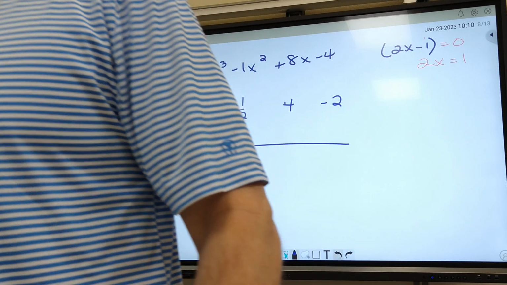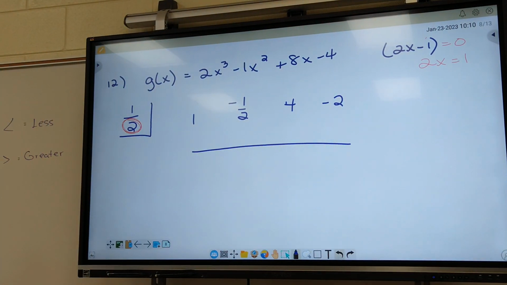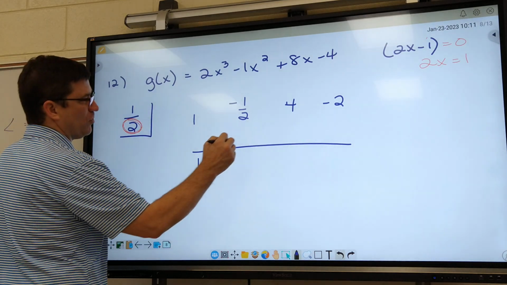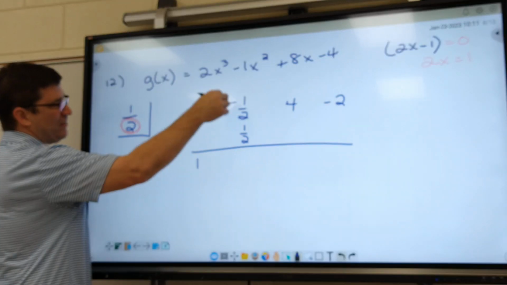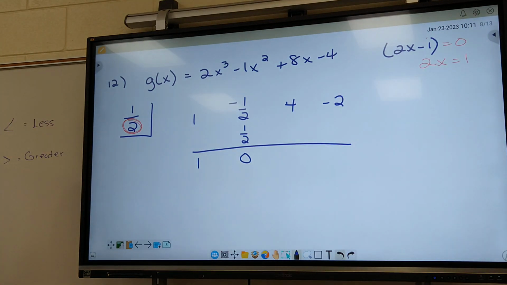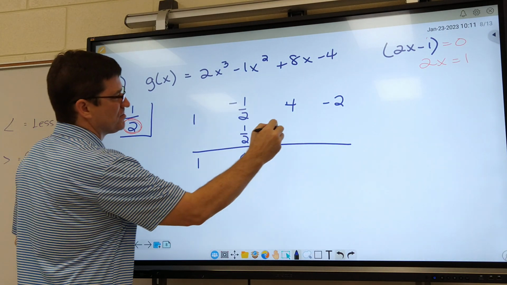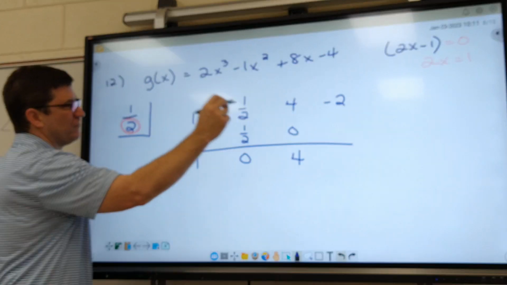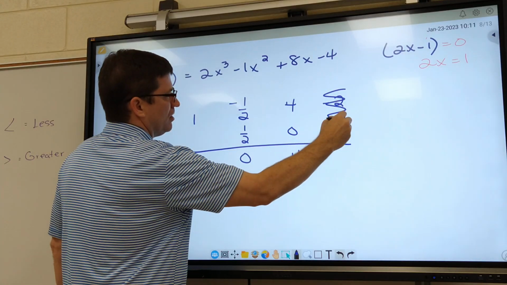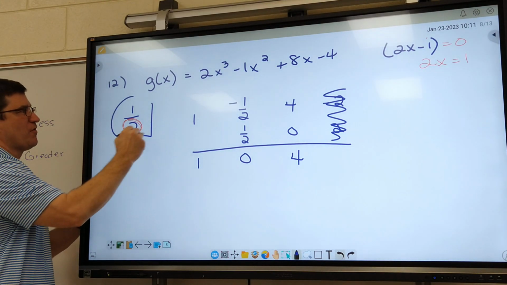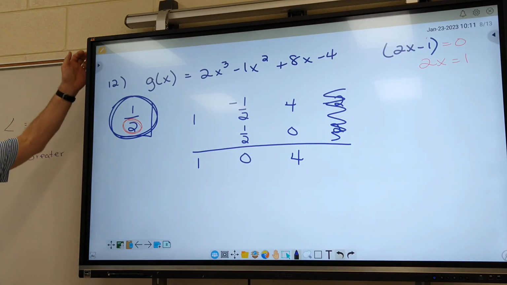You may have to use your calculator to help you. All right, 1/2 times 1 is 1/2. Now, when you add these up, you get 0. It's okay to have 0 down there. 1/2 times 0 is 0. Add them up is 4. Half of 4 is 2. Okay, I know I'm on the right track because the last column canceled out. I know my first answer is going to be 1/2.